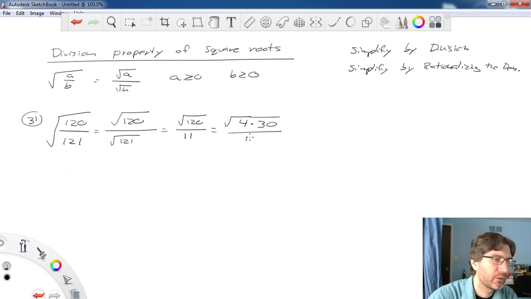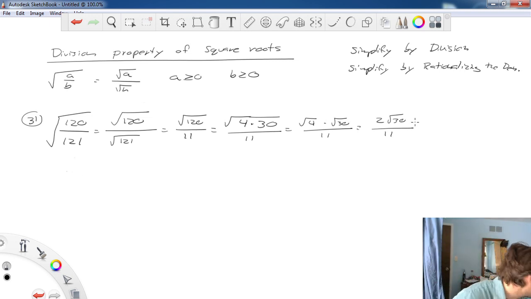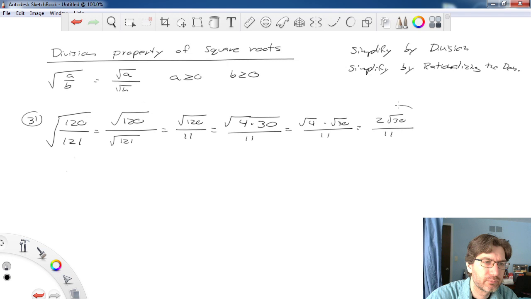120 divided by 4 gives you 30. Don't forget your denominator's still there. So 4 times the square root of 30, so this is going to become the square root of 4 times the square root of 30 all over 11. That becomes 2 square roots of 30. I don't know if 30 can be broken up more or not. I'm going to have to sit there and look at that. I don't think it can, so you're done.